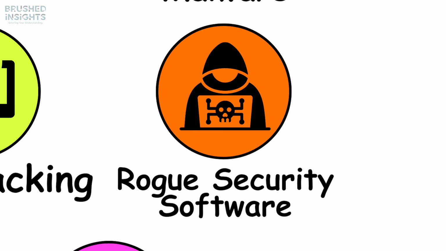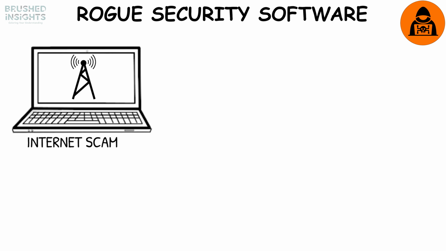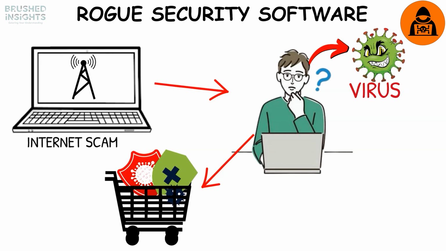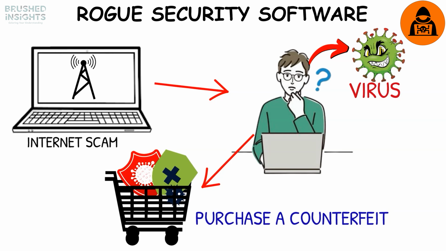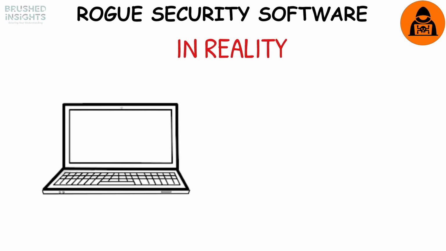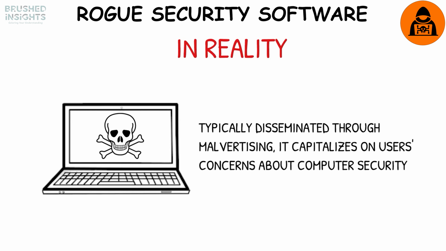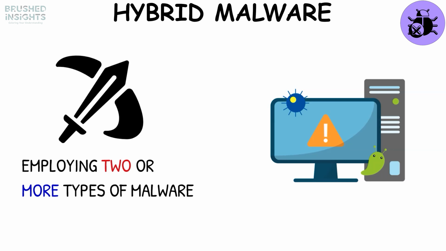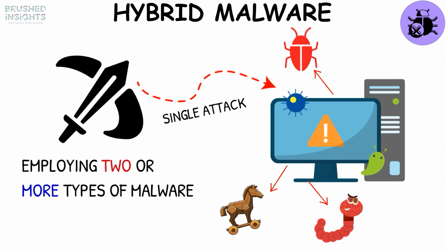Rogue security software. This type of internet scam deceives users by falsely indicating the presence of a computer virus and persuades them to purchase a counterfeit malware removal tool. In reality, this purported solution installs malware onto their computer. Typically disseminated through malvertising, it capitalizes on users' concerns about computer security. Hybrid malware. This term describes a modern practice of employing two or more types of malware simultaneously in a single attack. Typically, these combinations involve Trojans and worms, or adware and viruses.